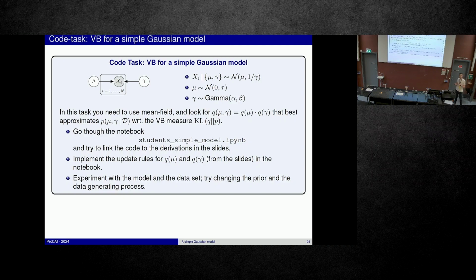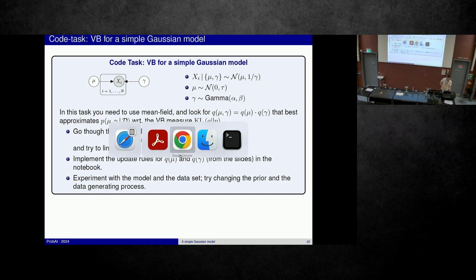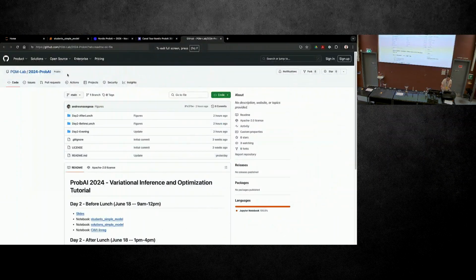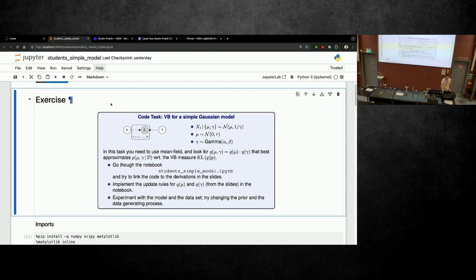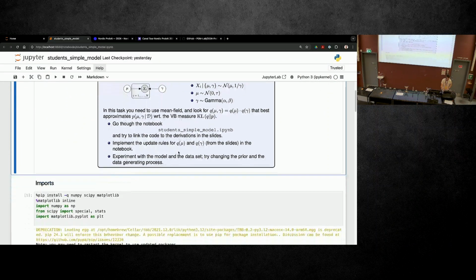And you'll get a chance to implement updating rules for these variational distributions, and also play a bit around with both the model itself, maybe the prior distribution that you put on the parameters, also the data sizes, just to see the effect of what happens when you change these parts of the model. So let me just give a quick introduction. If you open the notebook, we just have the slide here with the specification.